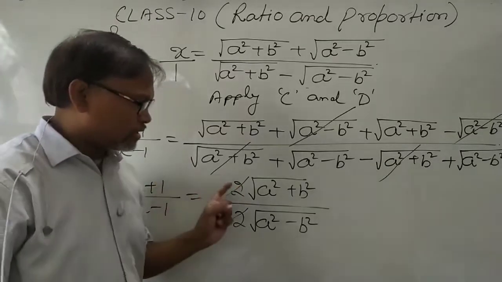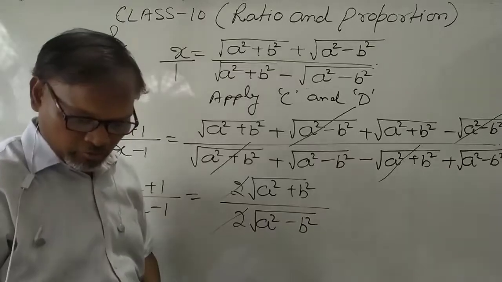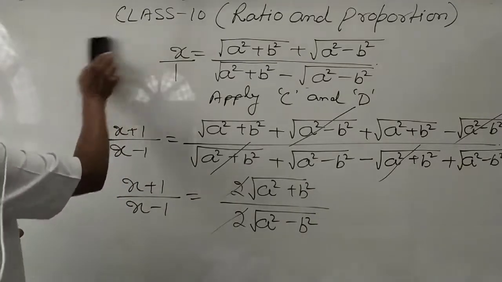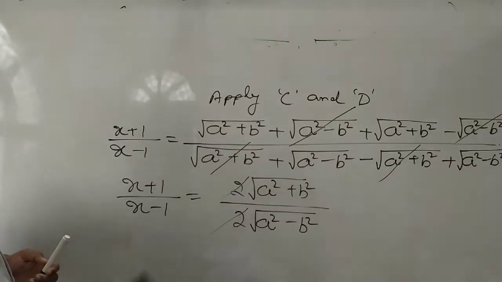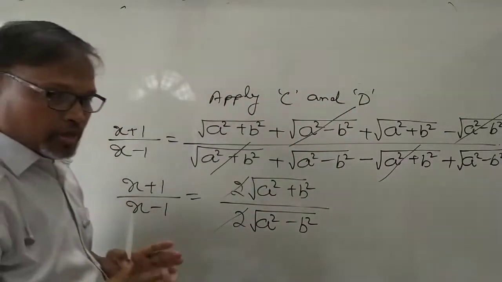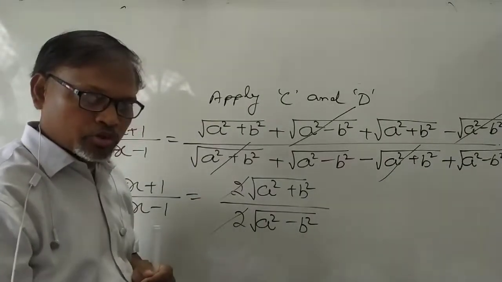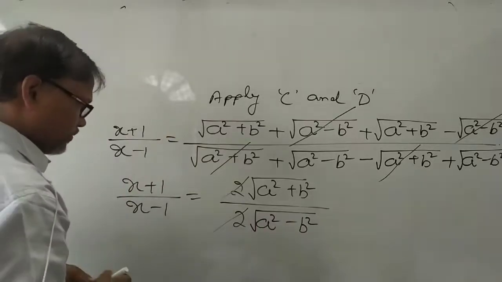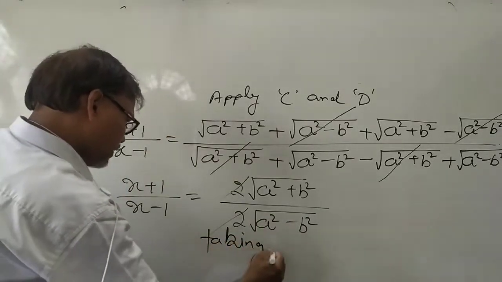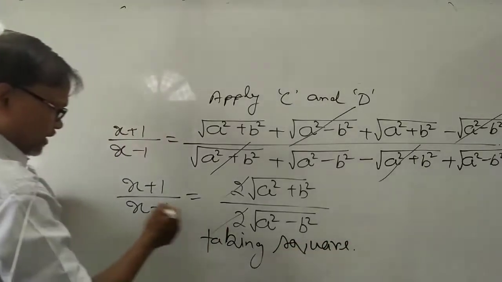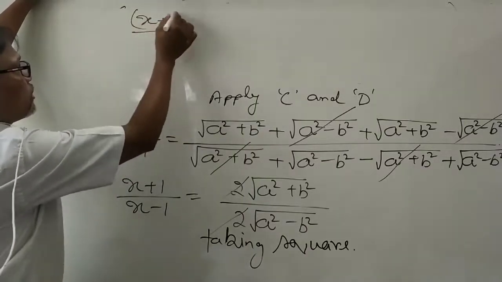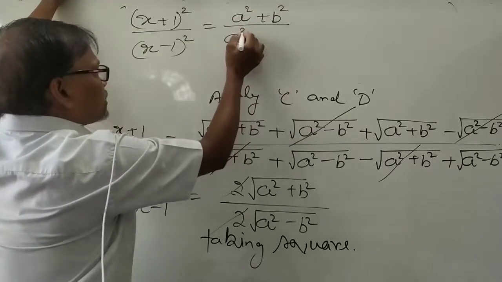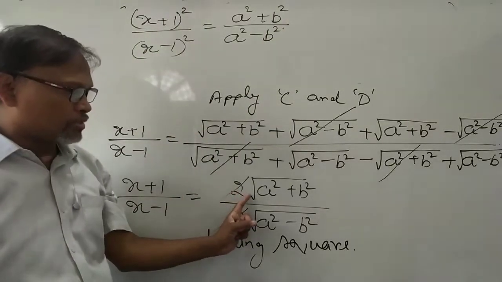First of all, cancel this under root. But how? By taking the square on both sides. How to cancel by taking square: if you take square or square root or cube, cube root, then you have to take it on both sides of the equation, not on one side only. So taking square on both sides, you will have x plus 1 whole square upon x minus 1 whole square is equal to a square plus b square upon a square minus b square, because after taking square this under root will be cancelled.